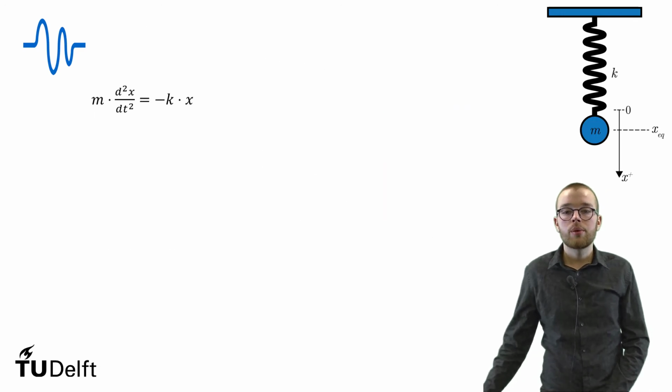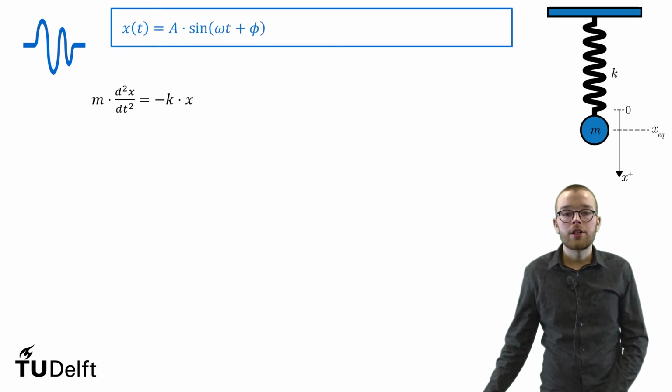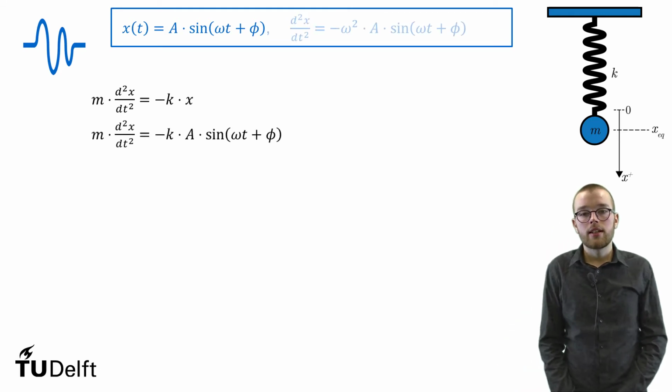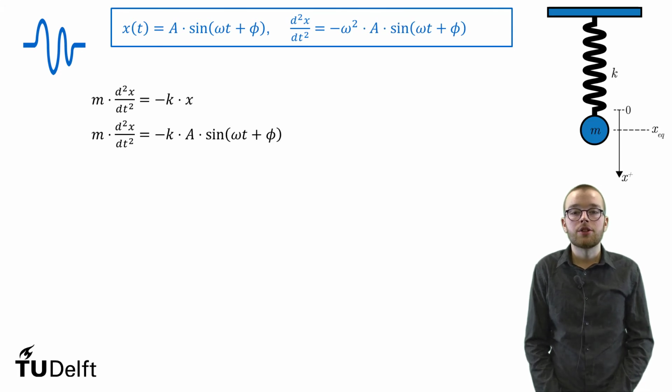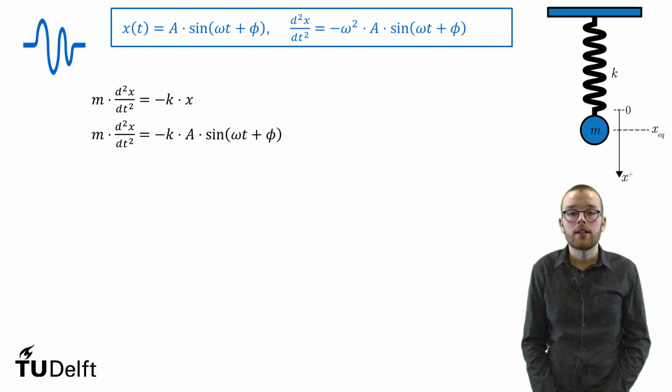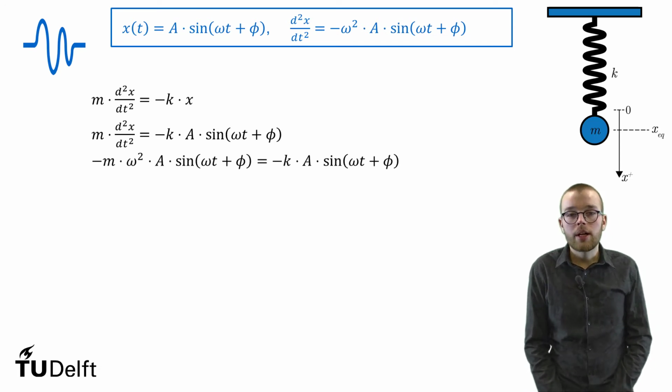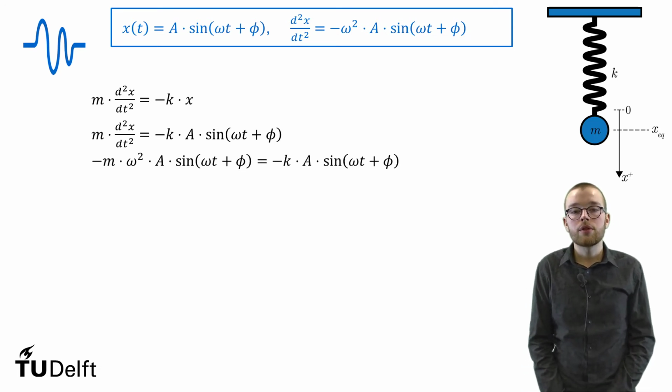Starting from our differential equation, let's first plug in our equation of motion in the right side. This gives us the following. Next, let's do the same for our acceleration we just found on the left side of our force balance. This finally gives us this complicated looking equation with loads of terms, which has to hold in order for our x of t to be a correct solution to our harmonic oscillator differential equation.